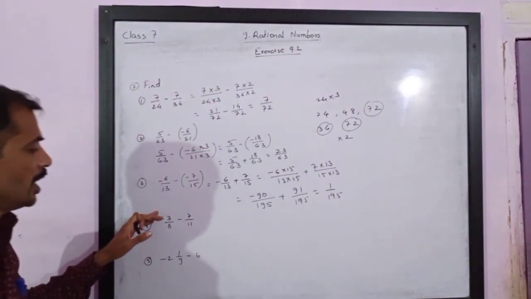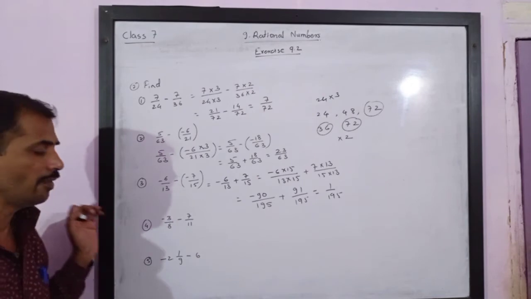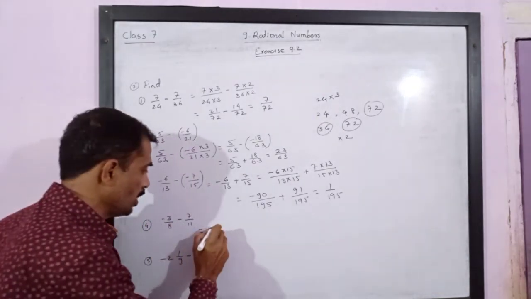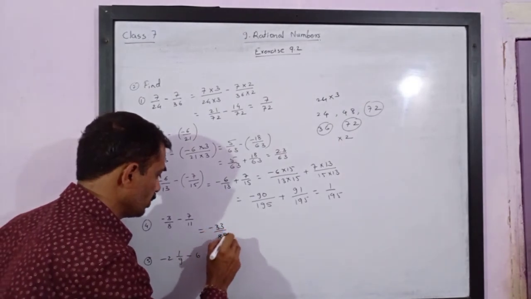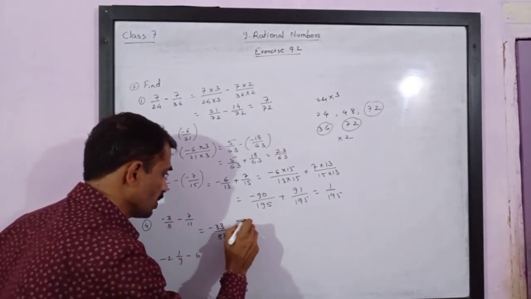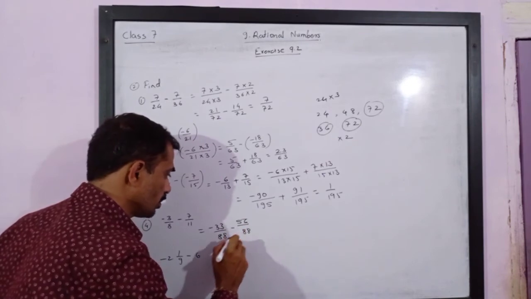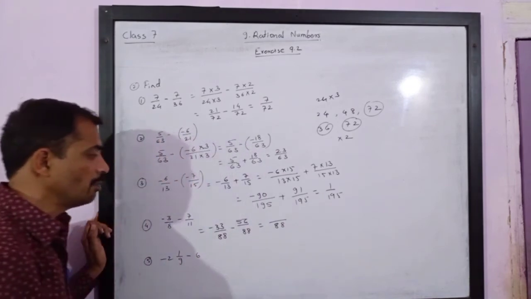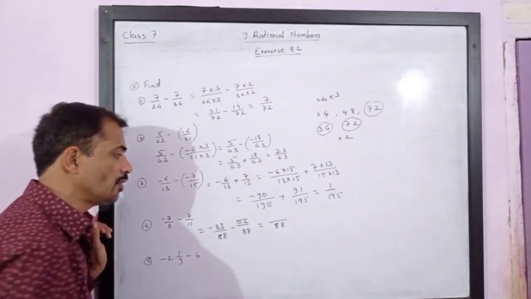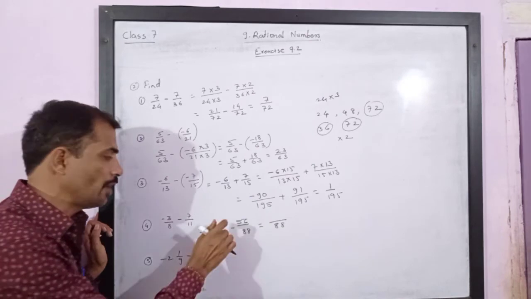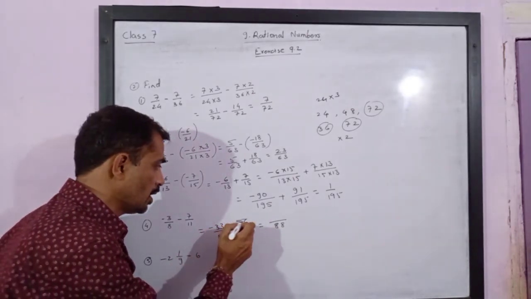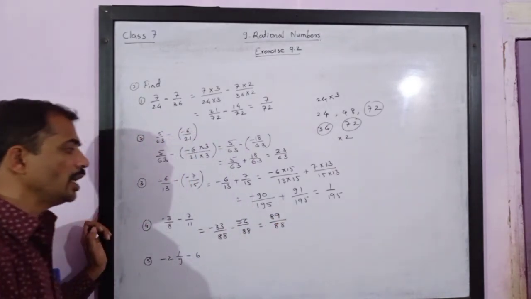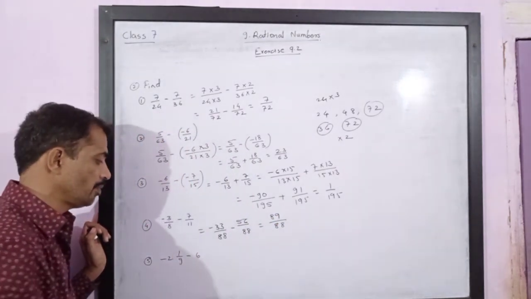Next problem is negative 3 upon 8 minus 7 upon 11. This is equal to, we have to make again denominator same. So this is equal to negative 33 upon 88 minus 56 upon 88. So we keep the denominator same. Negative 33, negative 56 are supposed to be added. Both are having same sign, so you will get 89 upon 88. Now next is mixed fraction.